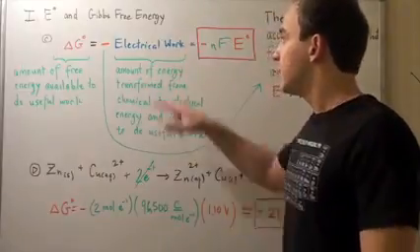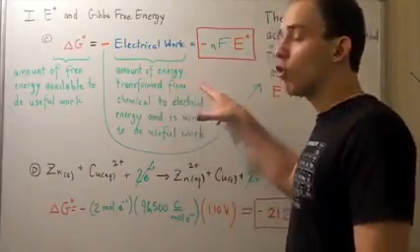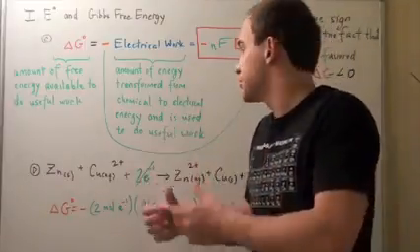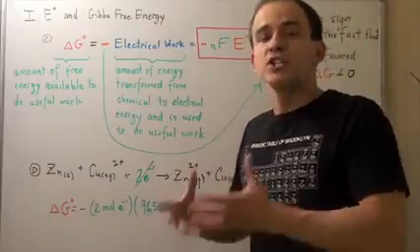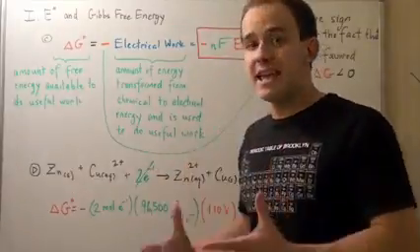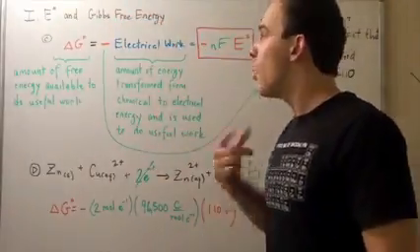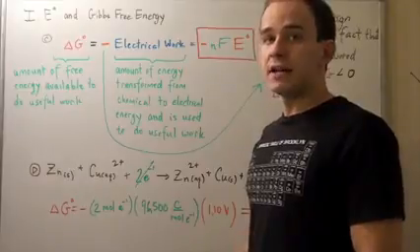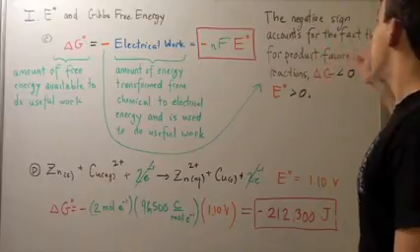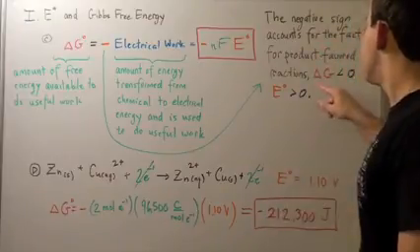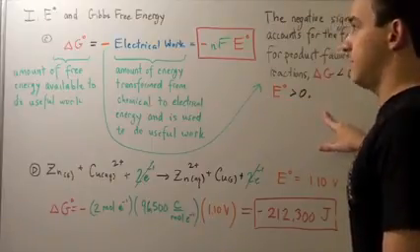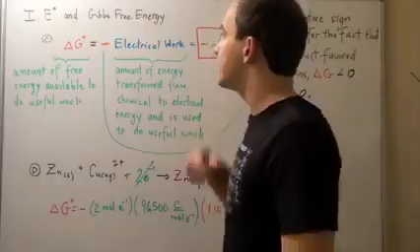While the electrical work is the amount of energy transformed from chemical energy to electrical energy in the form of moving electrons. And this is also energy used to do useful work. So that's why the magnitude of these is the same, but the sign is different. Why do we have a negative sign in front of the electrical work? The negative sign accounts for the fact that for a product favored reaction, changing Gibbs free energy is negative, while cell voltage is positive.